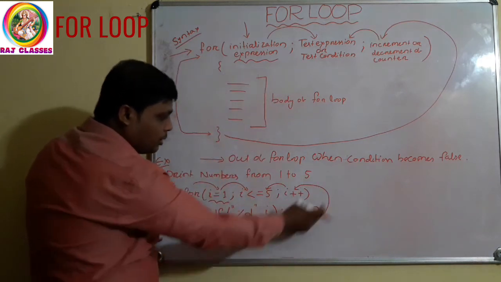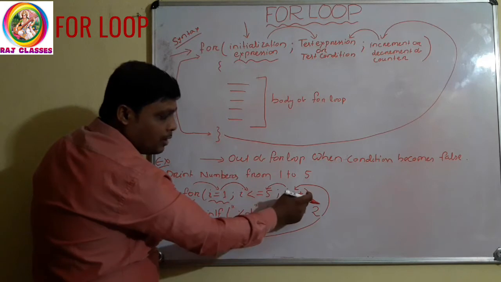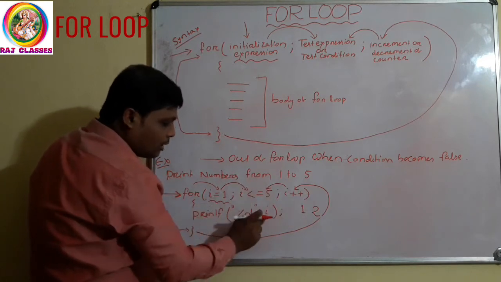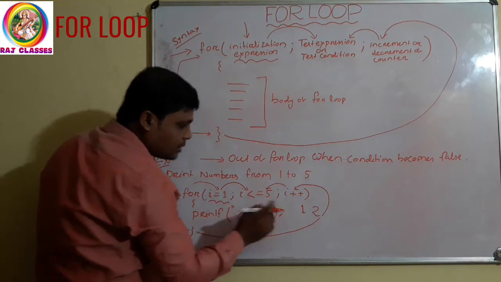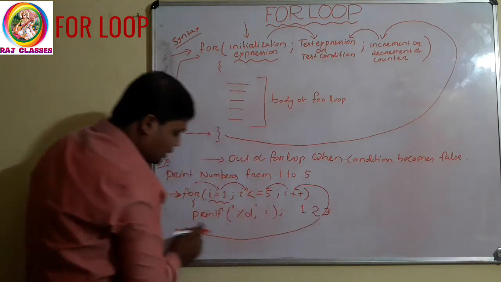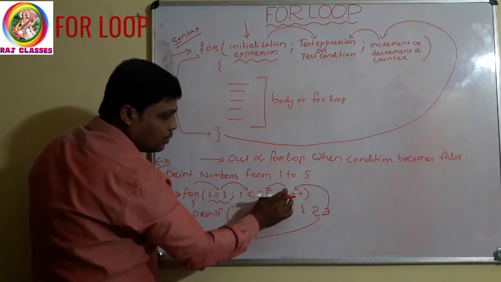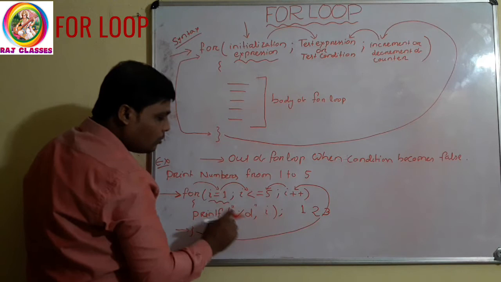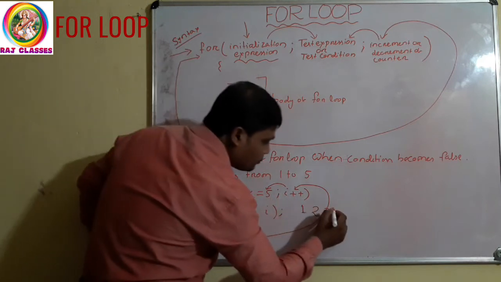Then again it will continue the same process. I value will be 3. 3 less than or equal to 5. Condition again true. It will execute. The printf statement will execute and it will print what? 3. Then again this process will continue. I value will be 4. 4 less than or equal to 5. Condition again true. And it will print what? 4.